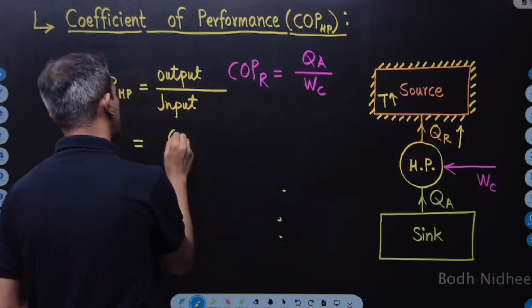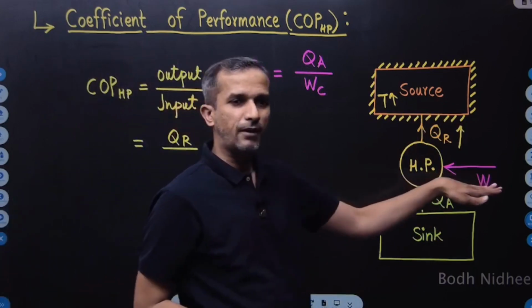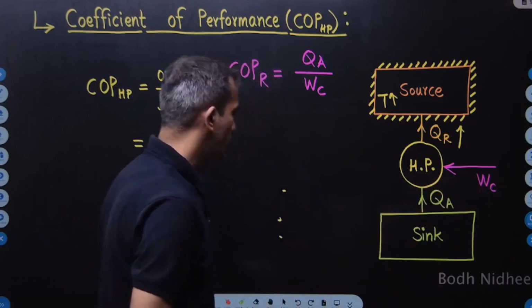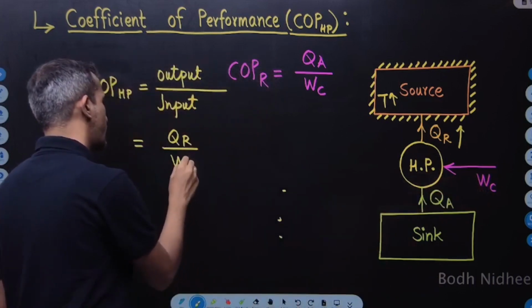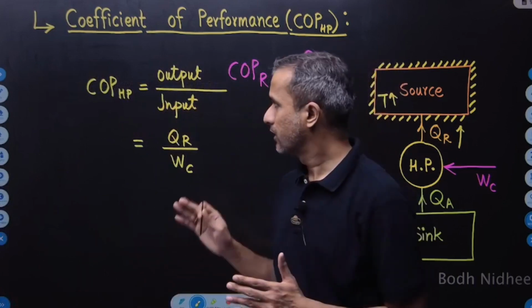So that is why the output of this device is QR. So QR is my output, and what am I supplying to do that? I am supplying compressor power in terms of work energy. So that is my input, right? So this is the COP of the heat pump.